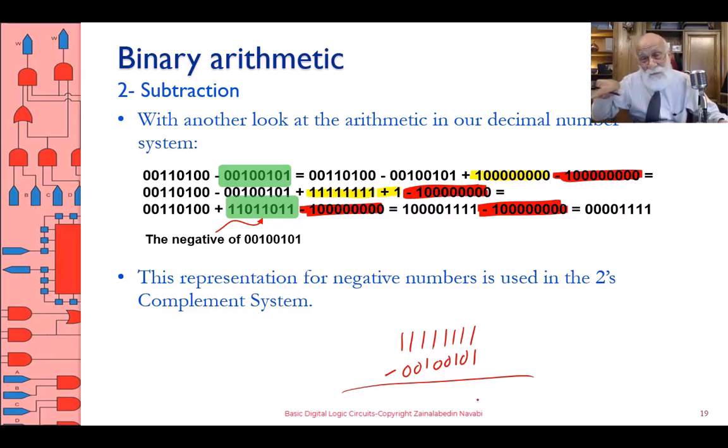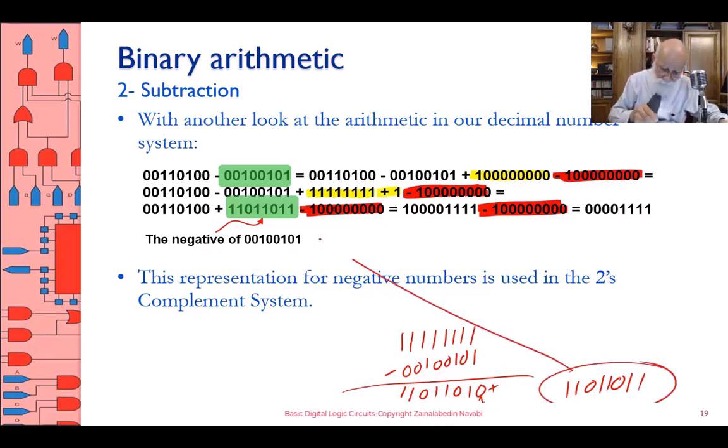Actually, this is even easier than decimal, because all there is to it is complementing every bit. 1 minus 1 is 0, 1, 0, 1, 1, 0, 1, 1. But then I have to add a 1 to it. No problem, adding a 1 is easy. And this becomes 1 1 0 1 1 0 1 1, which is this number.